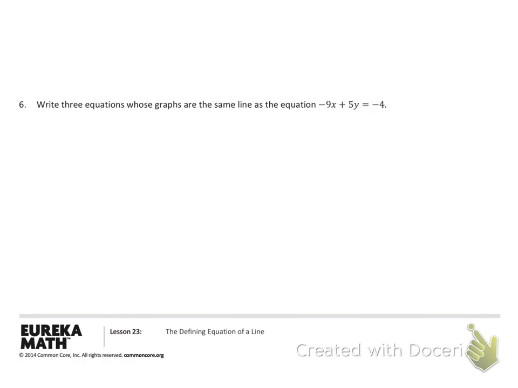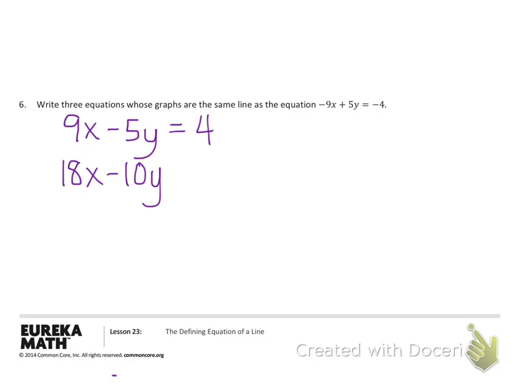Okay, write three equations whose graphs are the same line as this equation given. I'm going to start by multiplying through by -1. So my first equation is going to be 9x minus 5y is equal to 4. Every term got multiplied by -1. So there's my first. Then I will multiply through by 2. Not particularly creative here, but it works.